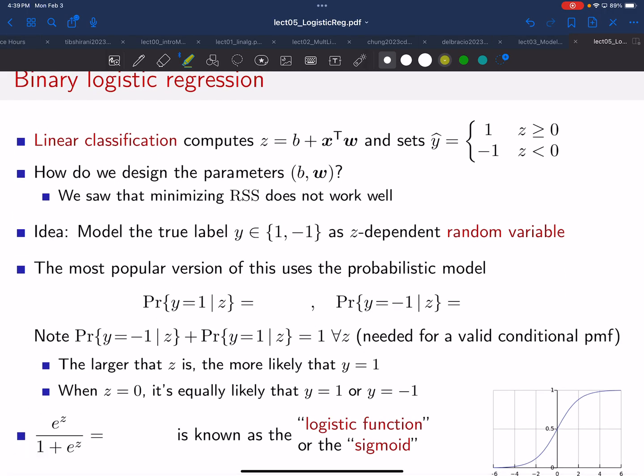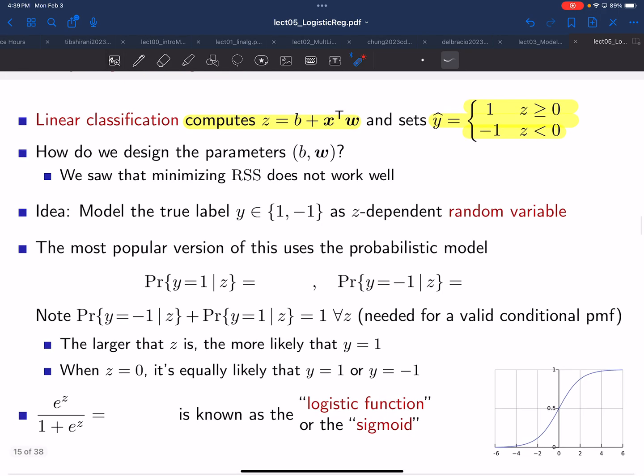Okay, so just to review, for linear classification, we first compute the score Z, and then we threshold it, positive or negative, to report Y hat. And the question is now, how do we design those parameters, B and W? So what we're going to do is model the true label as a random variable that depends on Z, Z being the score here.